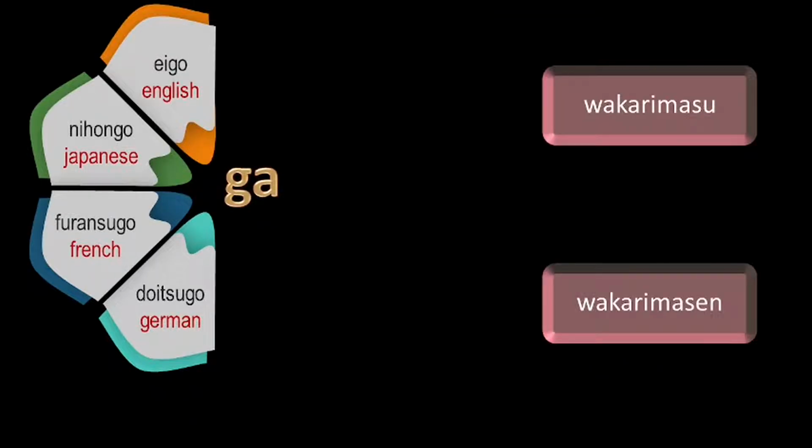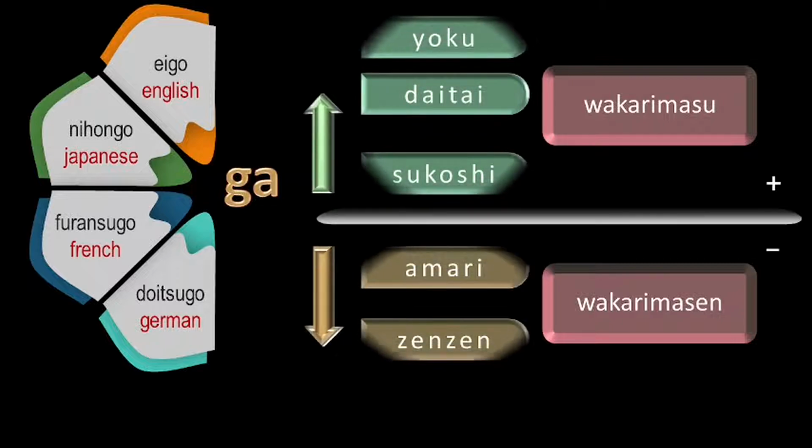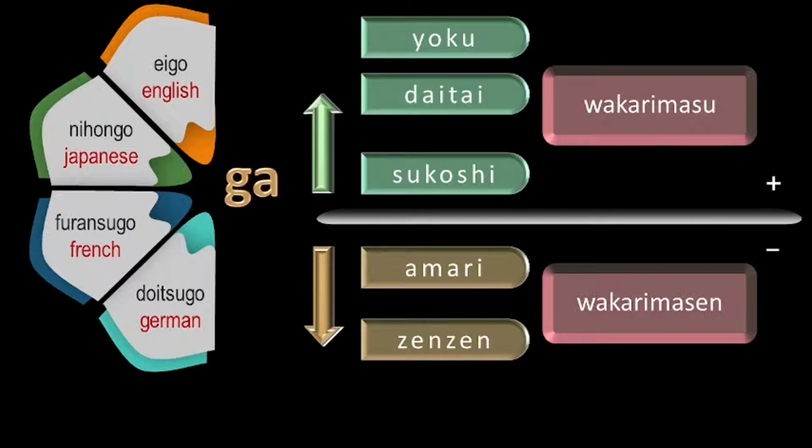Next, let us learn some adverbs with the help of the verb wakarimasu. Yoku means properly or thoroughly or well. Daitai means almost or mostly or generally. Sukoshi means a little. Next, let us see adverbs which can be used in a negative sentence.